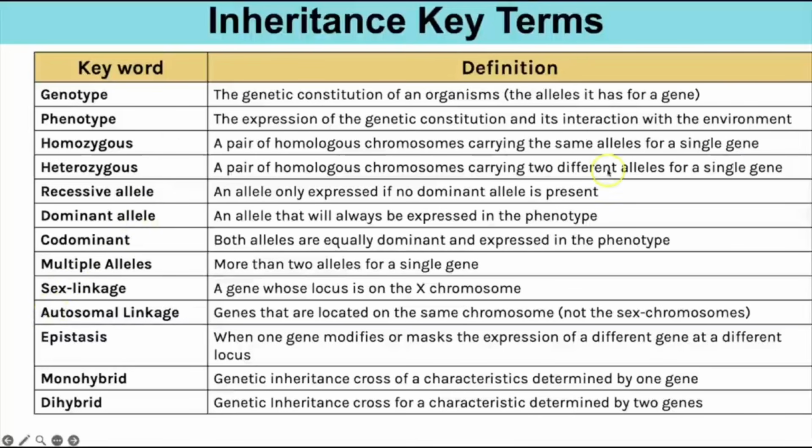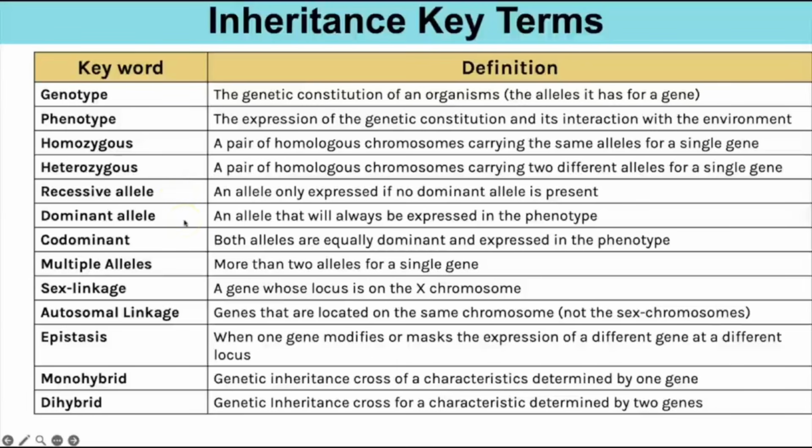Genotype is the genetic constitution of an organism, which basically means the alleles it has for a particular gene. Phenotype is often 2 marks: 1 mark for the expression of the genetic constitution, and the second mark for interaction with the environment. Homozygous and heterozygous I haven't seen come up as definition questions, but it's important that you know what those mean. Homozygous means you've got 2 alleles that are the same for a particular gene. Heterozygous is 2 different alleles for the same gene.